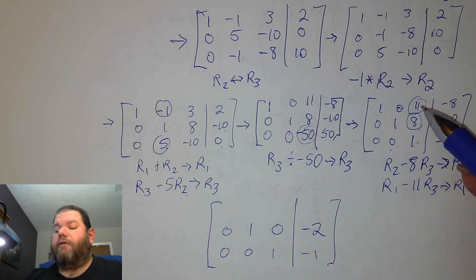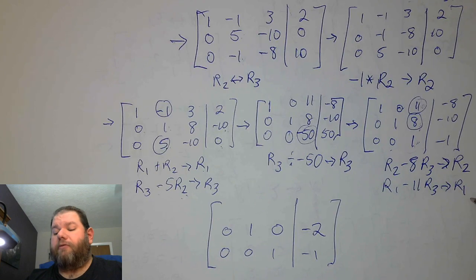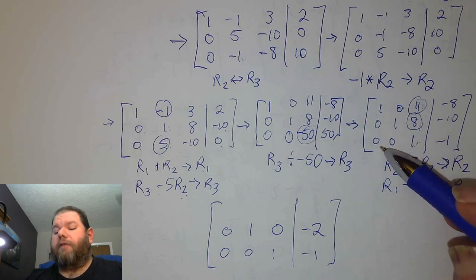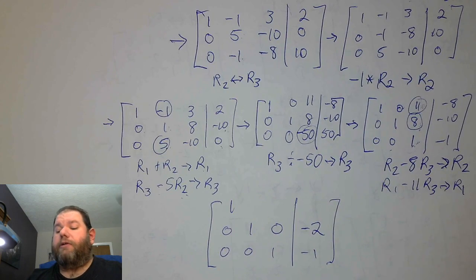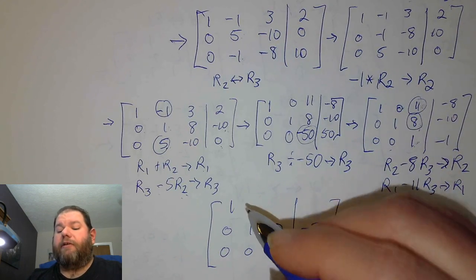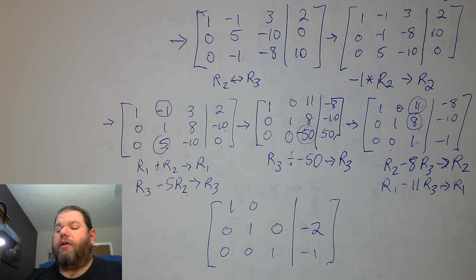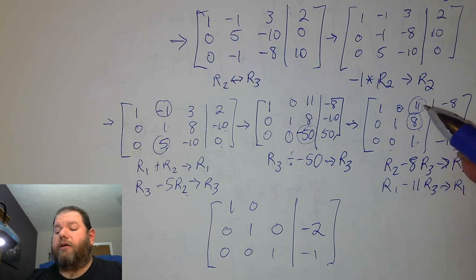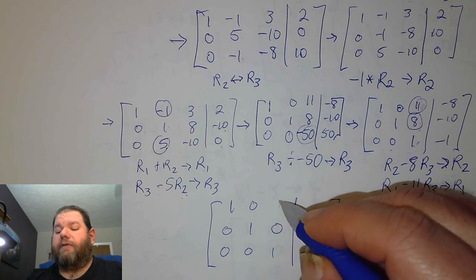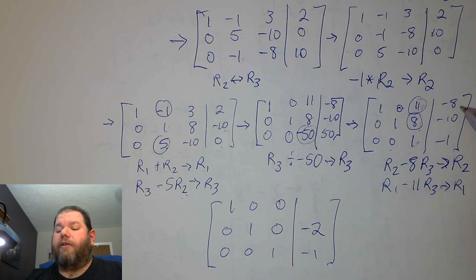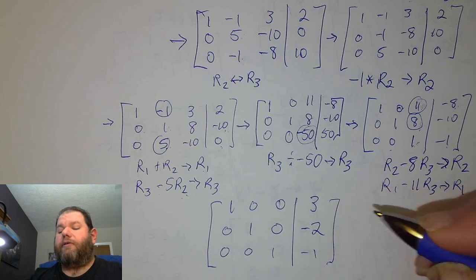And then now row 1 minus 11 times row 3, replace row 1. 1 minus 11 times 0 is 1. 0 minus 11 times 0 is 0. And then 11 minus 11 times 1, 11 minus 11 gives us 0. And then negative 8 minus 11 times negative 1, negative 8 plus 11 gives us a 3.